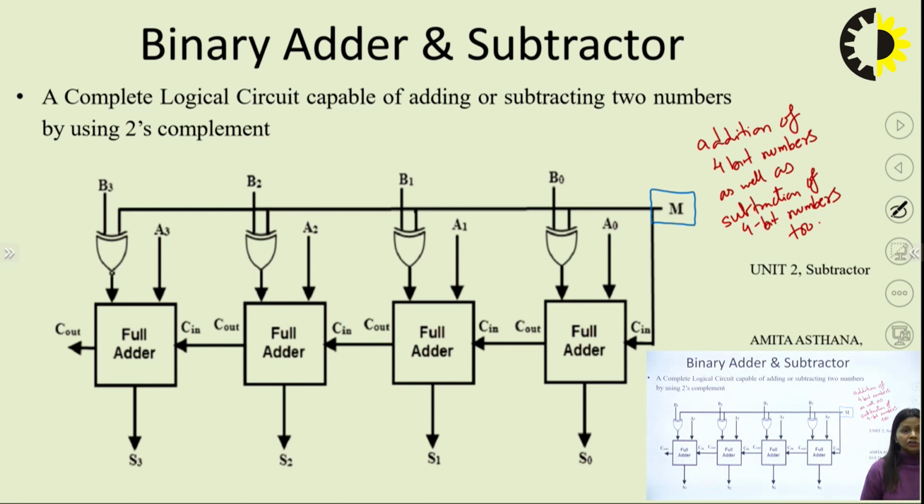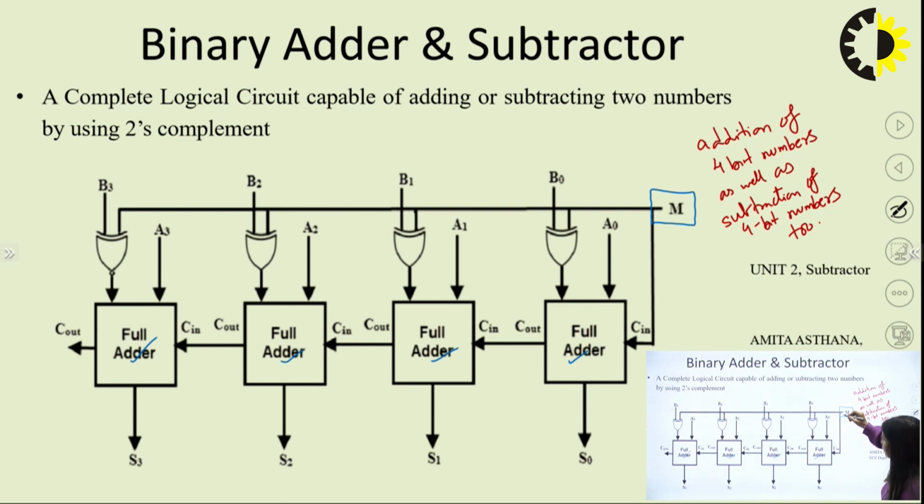Let us check how this value of m controls the operation of these 4 full adders. So we have taken 4 full adders. This is 1, 2, 3 and 4. So we have 4 full adders, right? And these full adders will perform either subtraction or addition depending on the value of m. So how m is connected, let us see that first.